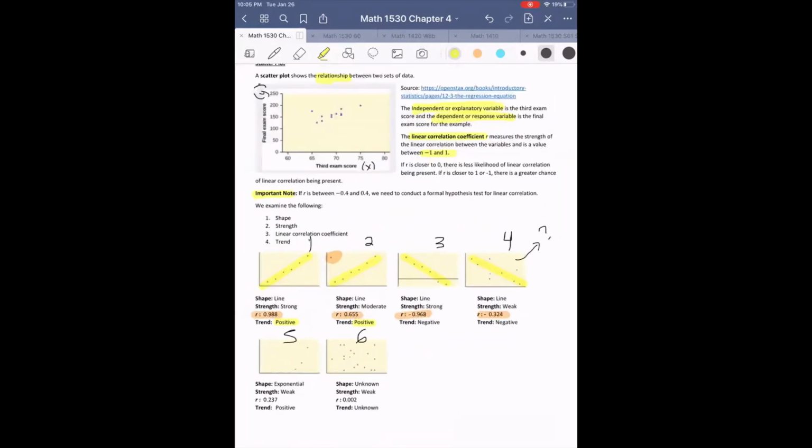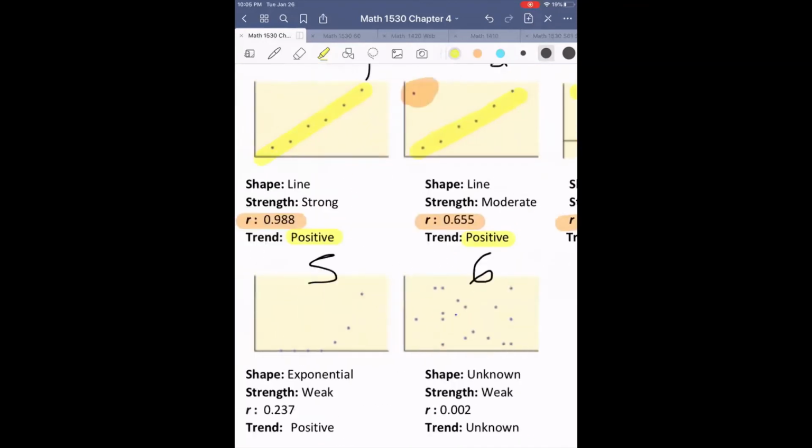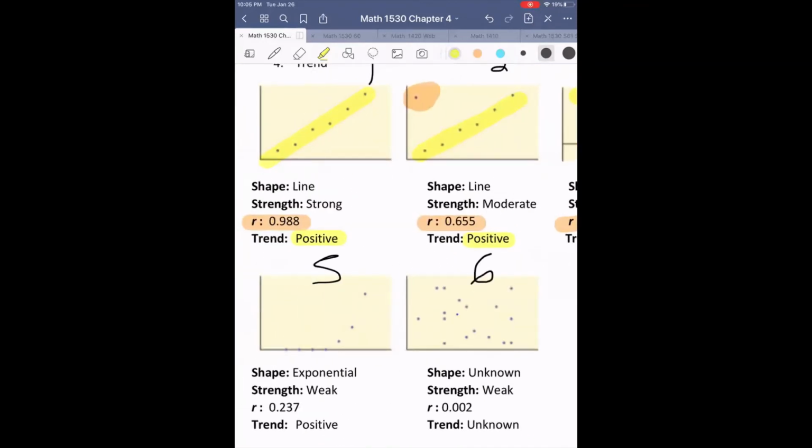Okay, now let's look at scatter plots 5 and 6. For scatter plot 5, this one does not have a line pattern. It actually has an exponential pattern. Since it has an exponential pattern, we wouldn't want to use a line to approximate that relationship. In this case, we would actually want to use an exponential function to approximate it, but we're not really looking at those. We really just want to know if we can use a line to approximate it. So for this one, we wouldn't.